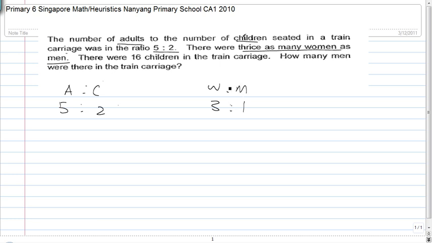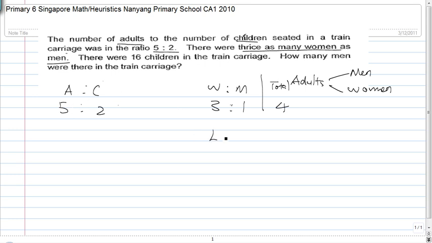Okay, so this is a form of common element because adults is made up of men and women. So the total number of units of men and women is 3 plus 1, which is 4. But there's 5 here.